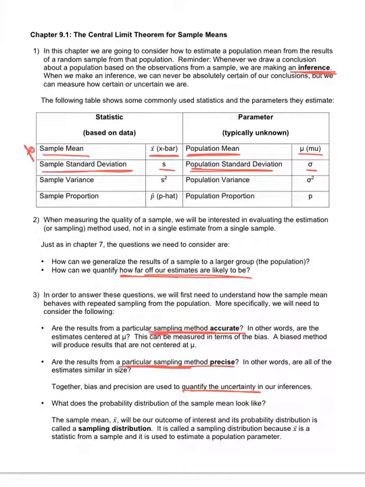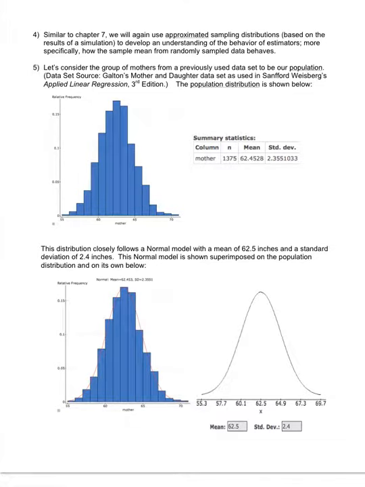So the sample mean, which is x bar, will be our outcome of interest in this chapter. And we'll be learning about the probability distribution, and it's going to be called the sampling distribution of x bar. Again, it's a sampling distribution because x bar is a statistic from a sample, and we're going to be using it to make inferences about our population parameter. So to get started, like in Chapter 7, we are going to use some simulations to learn about the behavior of our statistic, of our sampling distribution.